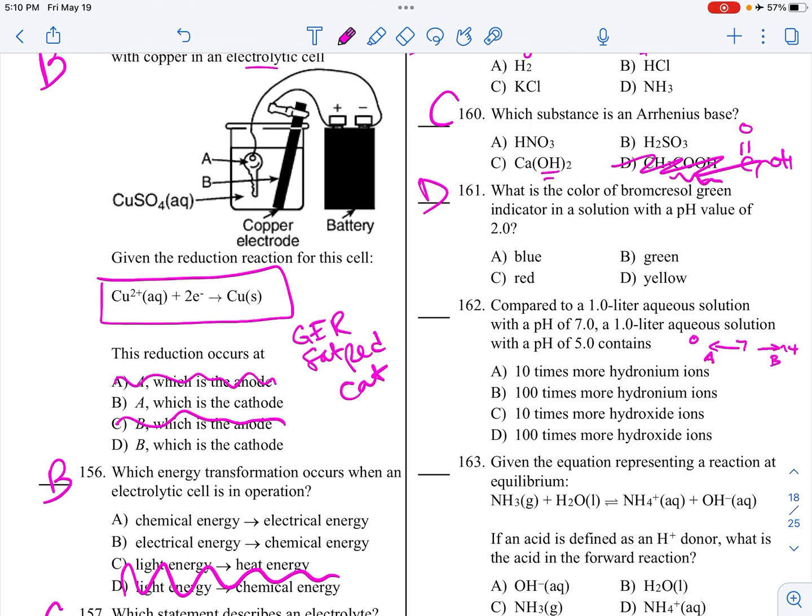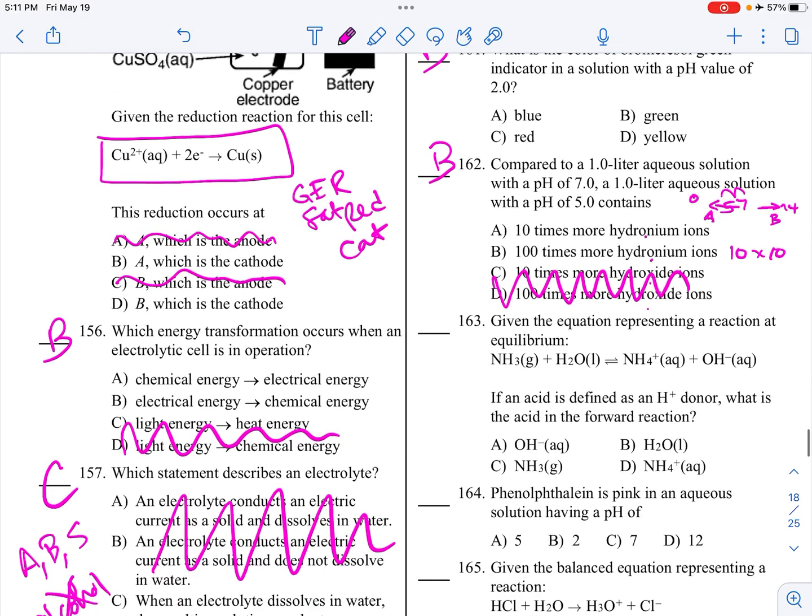These are bases. So as you're coming from a 7 to a 5, that's more acid. So which of these names means acid? Well, that's hydronium. Hydroxide is the OH minus found in bases. So you say to yourself, okay, so it's a 5 versus a 7. That's 2 jumps on the pH scale. Each jump is 10. So 7 to 6 is 10, 6 to 5 is 10. So 10 times 10 is 100.